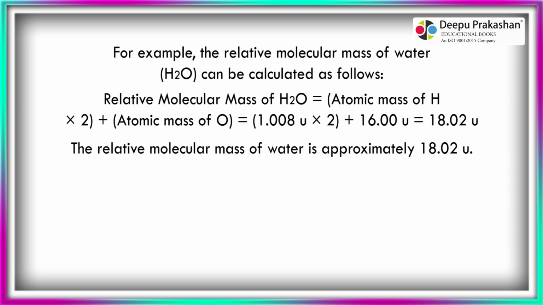For example, the relative molecular mass of water, H2O, can be calculated as follows. Relative molecular mass of H2O = atomic mass of H × 2 + atomic mass of O = 1.008 u × 2 + 16.00 u = 18.02 u. The relative molecular mass of water is approximately 18.02 u.